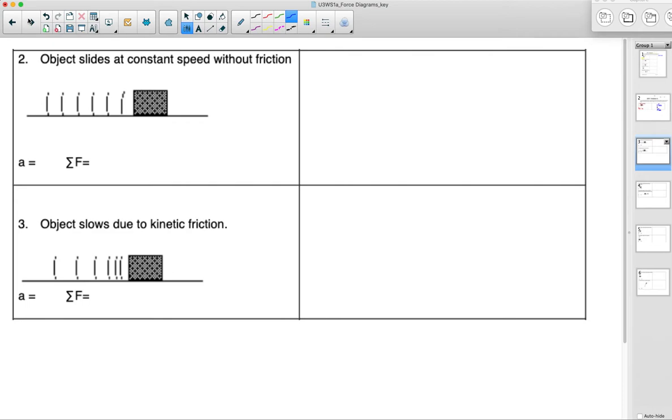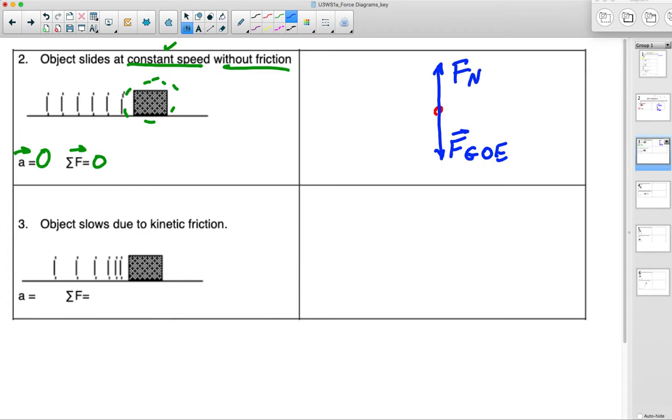Taking a look at problem number 2. We've got the object slides at a constant speed without friction. Now that's pretty unique, kind of like an air puck in the classroom, or perhaps a puck across ice or something like that. In this case, because it's a constant speed, we know the acceleration is 0 because the velocity is not changing. Since it's not accelerating, there can be no net force. We want to start with our center of mass. And because gravity is acting on it, we're going to have force of gravity on the object by the Earth. And the same size, it's not accelerating up or down, so we're going to have the same size normal force.